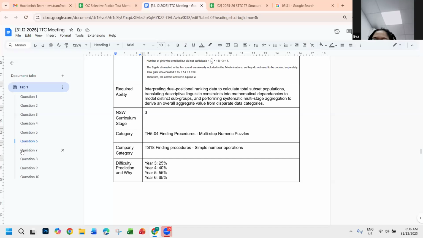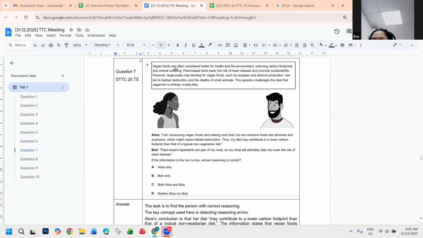We come to question number 7. Vegan foods are often considered better for health and the environment, reducing carbon footprint and animal suffering. Plant-based diets lower the risk of heart disease and promote sustainability. However, large-scale crop farming of vegan foods, such as soybean and almond production, can lead to habitat destruction and the death of small animals.